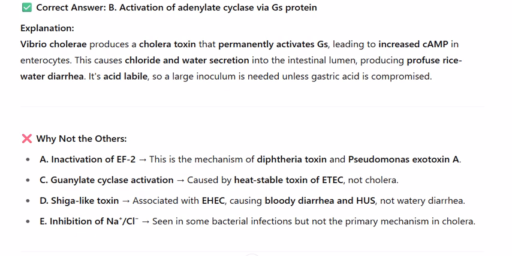Why not the others? A. Inactivation of EF2 is the mechanism of diphtheria toxin and Pseudomonas exotoxin A. C. Guanylate cyclase activation is caused by the heat-stable toxin of ETEC, not cholera. D. Shiga-like toxin is associated with EHEC, causing bloody diarrhea and not watery diarrhea. E. Inhibition of sodium absorption is seen in some bacterial infections but is not the primary mechanism in cholera.